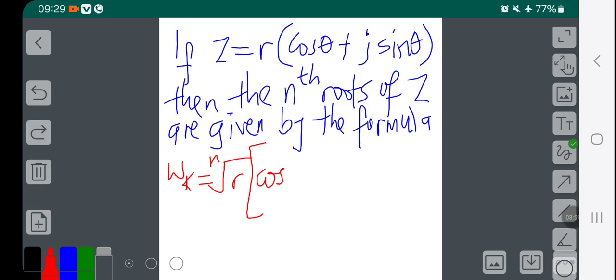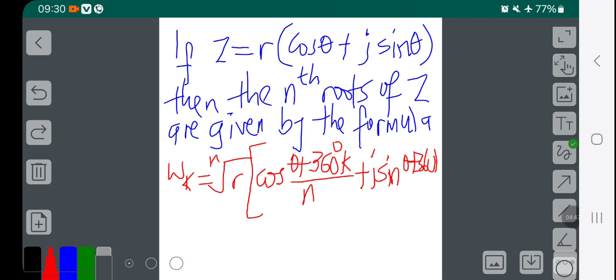I think I'll just try to combine it. It will be cos of theta plus 360 degrees multiplied by k, all over n, plus the imaginary, which is your sine, of theta plus 360 degrees k, all over n. Remember there's a bracket here.